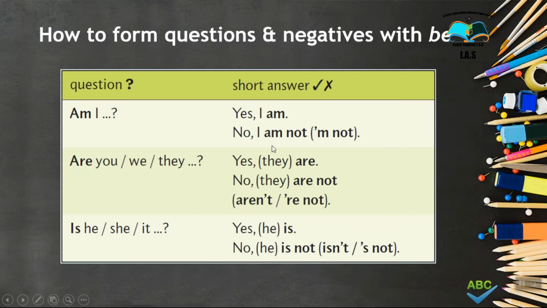So you can have two sorts of answers. You can have the short answer, or you can have the full answer. Am I a teacher? Yes, I am. This is the short answer. For the full answer, am I a teacher? Yes, I am a teacher. This is the full answer. For the answer, you can give either a negative answer or a positive answer. Am I a teacher? Yes, I am. Yes, I am is a short positive answer. A negative answer is no, I am not.